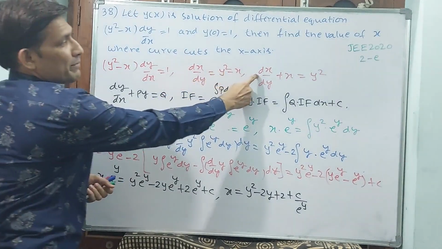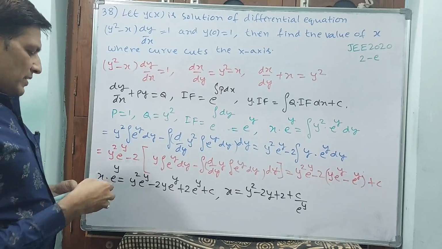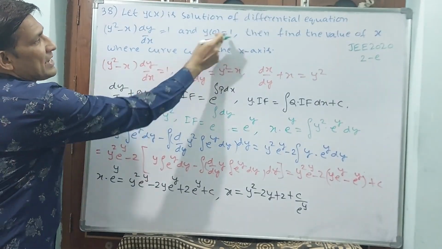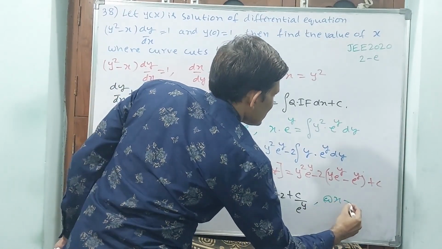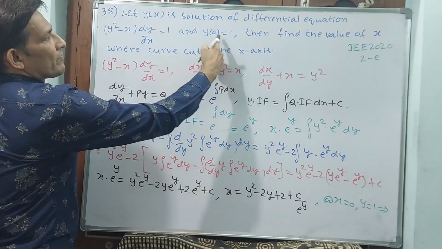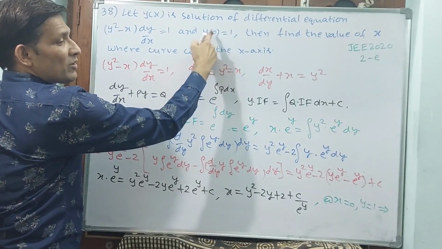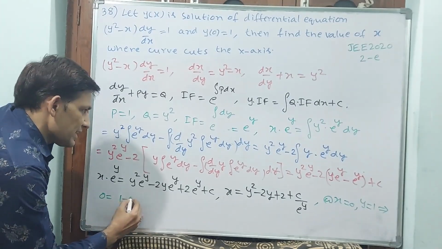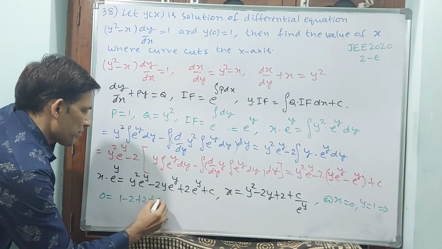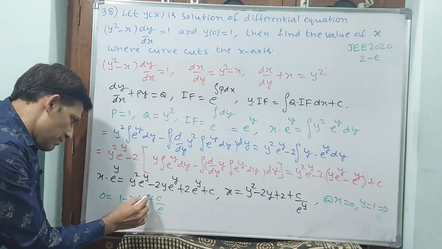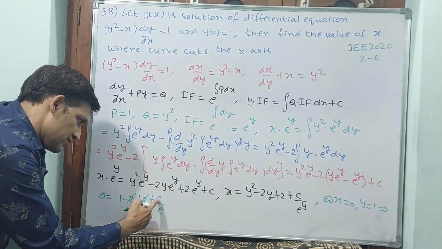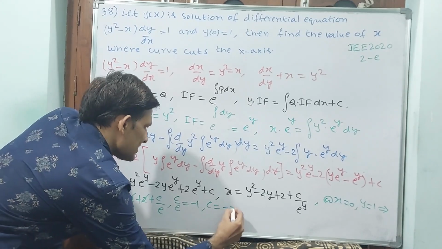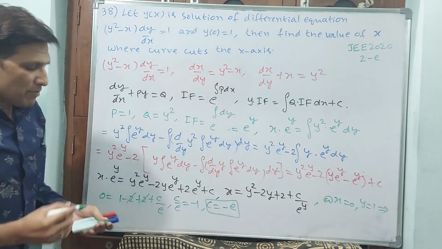Based on that, you can immediately change to dx by dy. That hint you have to get. You should have experience with several such questions. Now one hint they have given: y of 0 is equal to 1. That means x is 0, y is 1. At x is equal to 0, y is equal to 1: put x as 0 and y as 1, so 0 is equal to 1 minus 2 plus 2 plus c by e power 1. Minus 2 plus 2 cancels, so c by e is equal to minus 1. This goes to the other side, and c is equal to minus e.